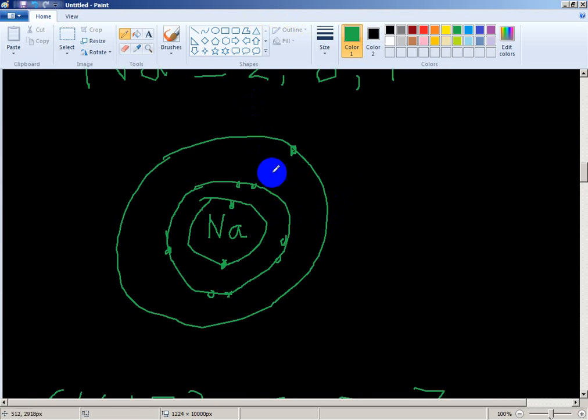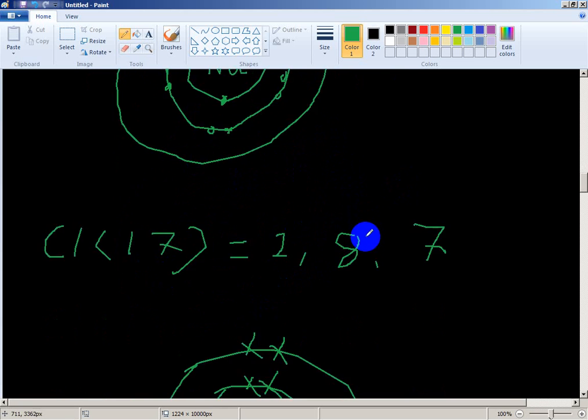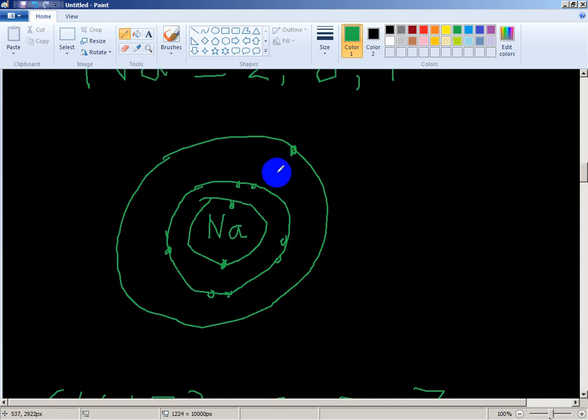If it wants to gain electrons, it needs to gain 7 electrons to have an octet. But if it loses 1 electron, it easily gains an octet. So which one is more possible for sodium, losing or gaining, to gain an octet?